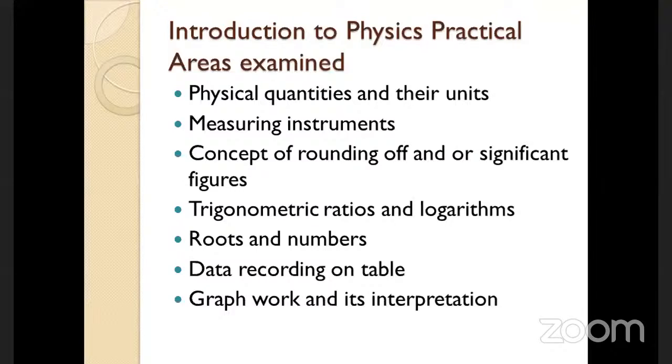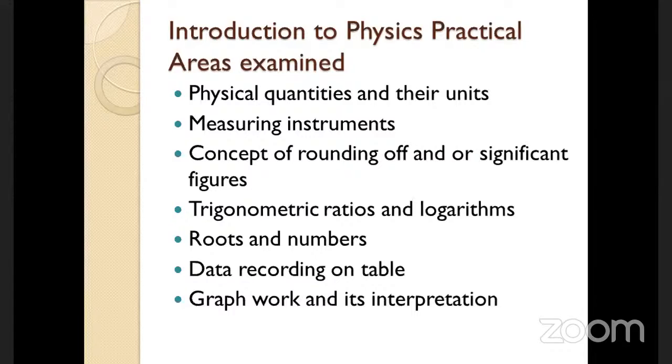Now, how do we measure them? In order to measure these physical quantities, we use what we call the measuring instruments. So you need to know how to measure these physical quantities using the measuring instruments. So it is a very important area that you need to understand. And at the end of it all, we should have looked at these areas.